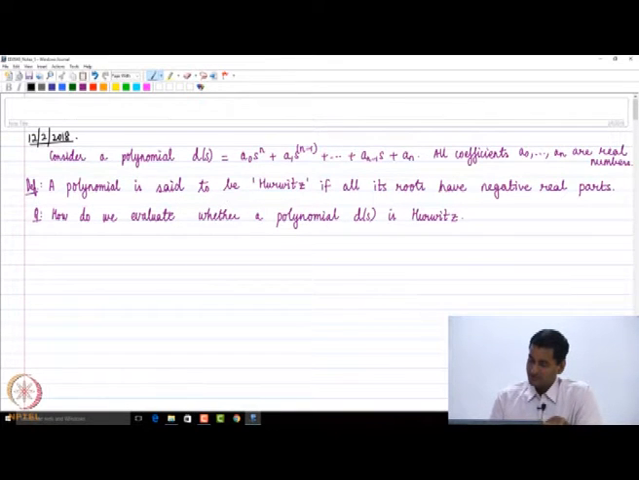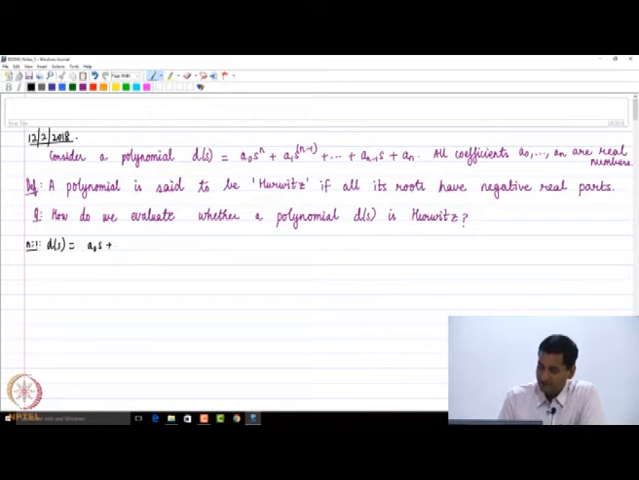So the question that we stopped with last time was: how do we evaluate whether a given polynomial d of s is going to be Hurwitz? This is the question we asked ourselves. So let's continue from there. Let's first consider a first order polynomial, so let's say we consider n equal to 1. I have the polynomial a naught s plus a1. So when do you think this polynomial would be Hurwitz?